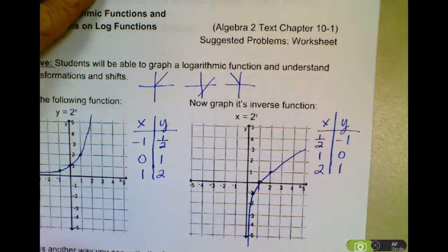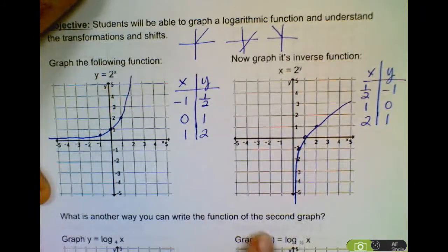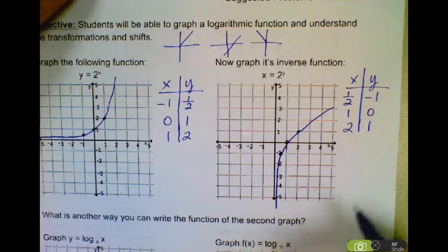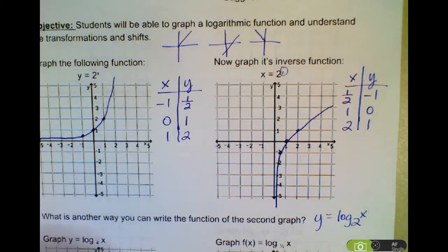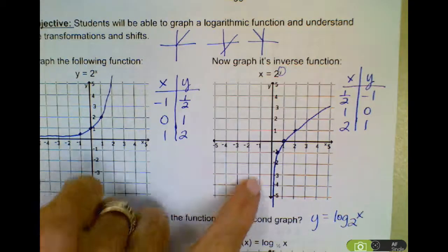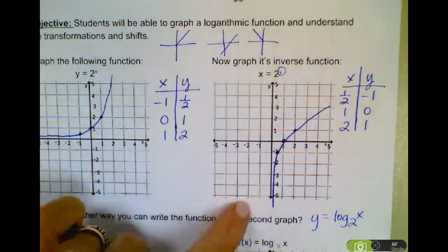So here's a good question. What is another way you can write the function of the second graph? Now that we know logarithms, we know that we are always solving for that exponent. So it'd be y equals the log with base 2, and x is our answer. So we actually just did graph the log function for base of 2.